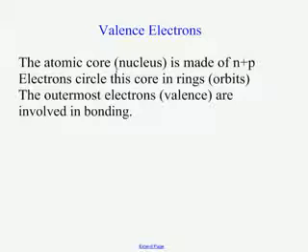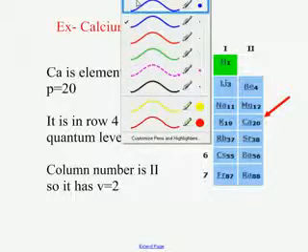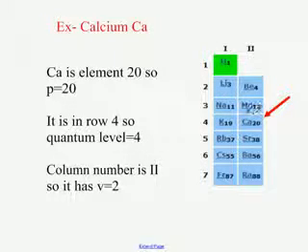So that was the most important thing. They form bonds. So we need to know how many valence electrons, and we can do that by, again, looking at the periodic table. Let's look at calcium, for example. Calcium, we already said, was element number 20. There it is right there. You'll notice that it's in row number 4.